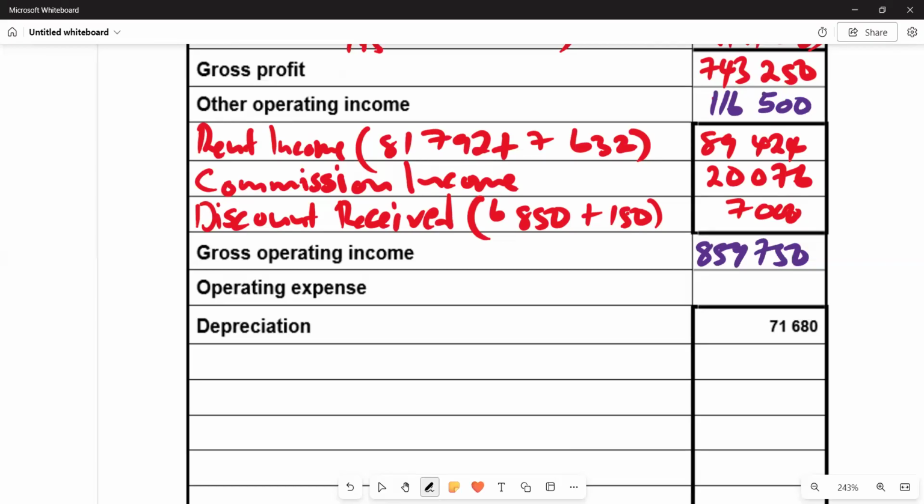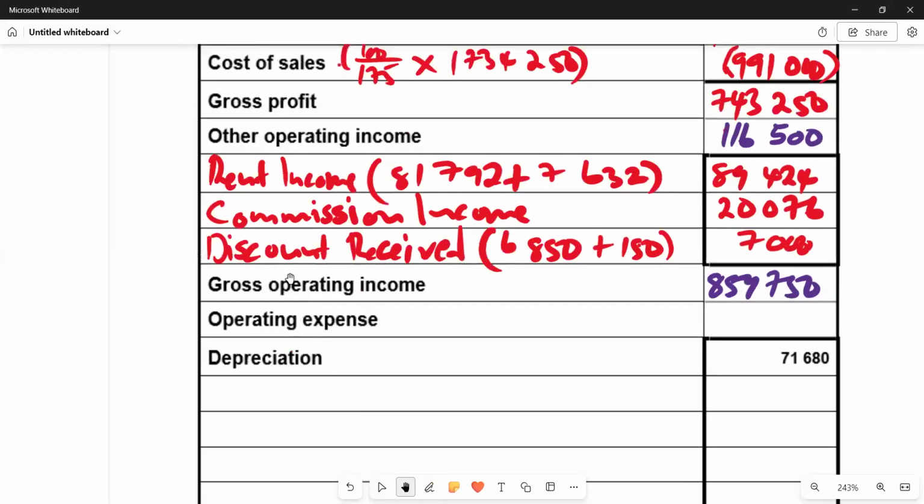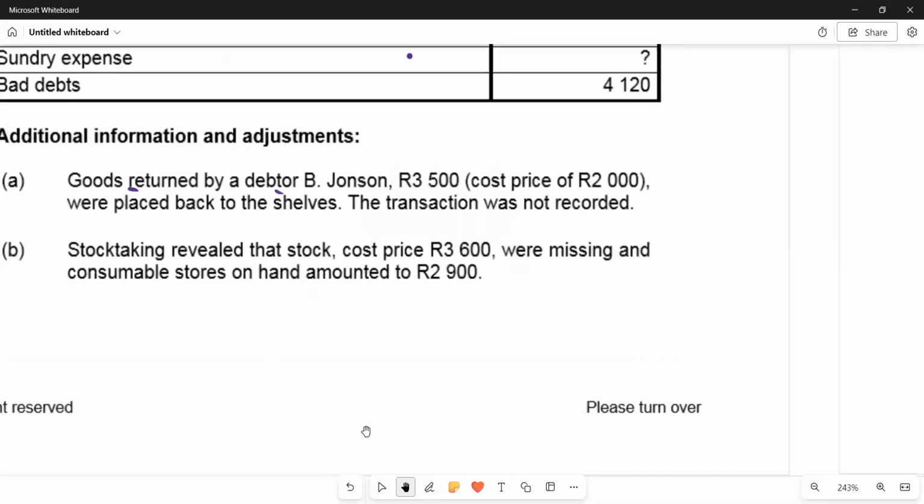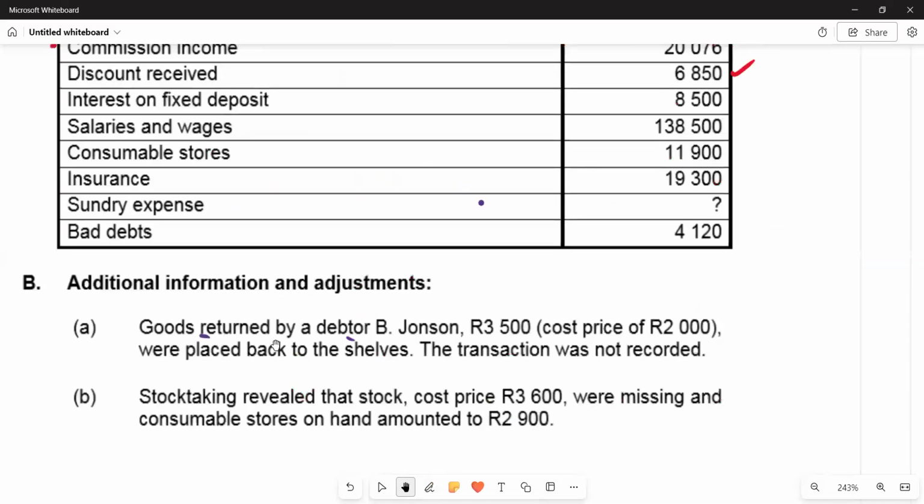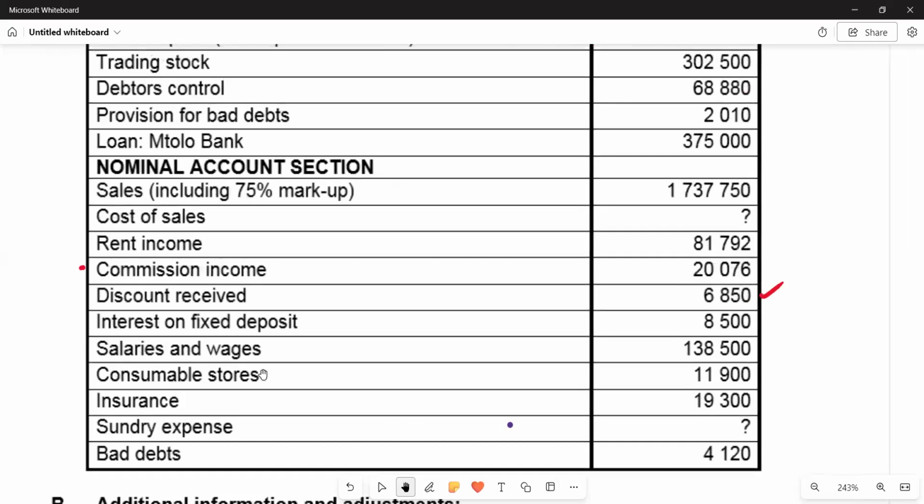So we do that, we go to the operating expenses. We are supposed to put the total of operating expenses here, but we are supposed to list all the operating expenses beneath, and then the total will come here. So we've got already depreciation pre-entered at 71,680. Then we can go to our question to try to find out any other expense that we can include under operating expenses. But obviously, we go to the nominal account section, which is here, to go down checking for all the expenses that we are given in the question.